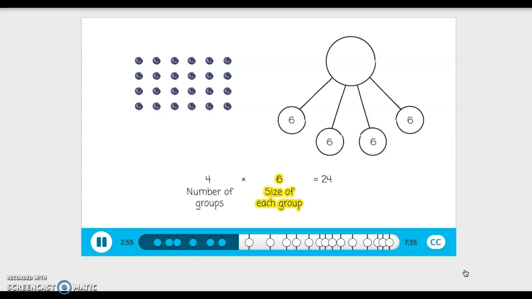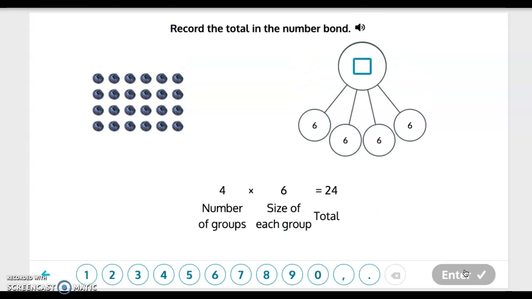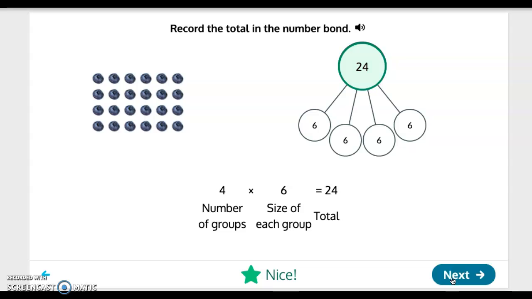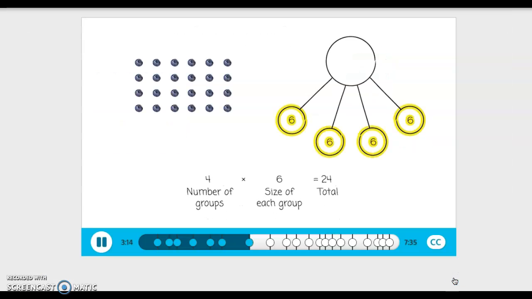This factor tells us the size of each group, 6. We can see the size of each group here in our array, and here inside each part circle. What is 4 groups of 6? Record the total here. Four groups of 6 is 24. Now our number bond is complete. It matches our array and our equation. 4 groups of 6 is 24.